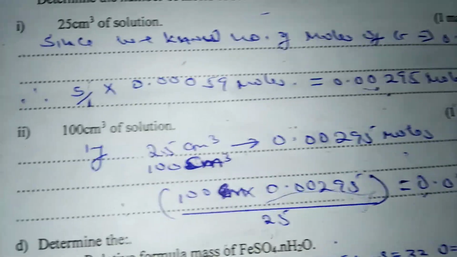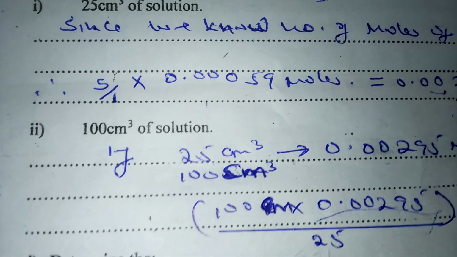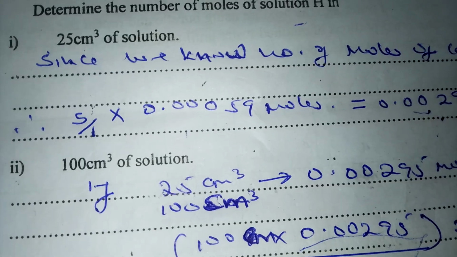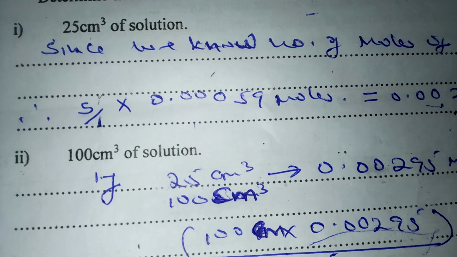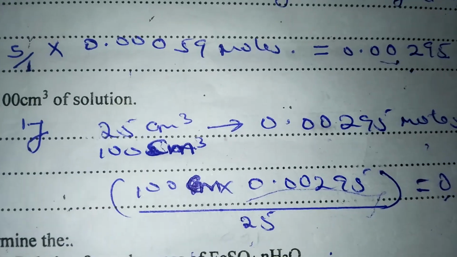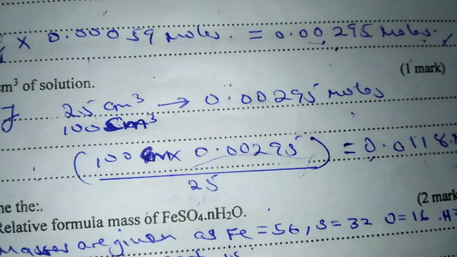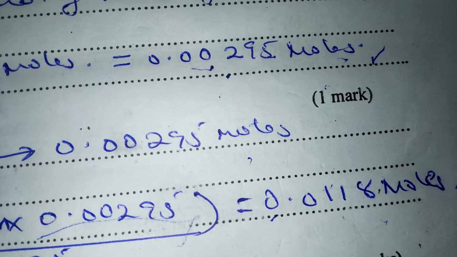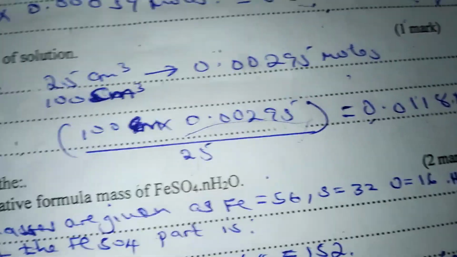0.00295 moles. Then we also calculated the number of moles in 100 cubic centimeters of that solution. We said that if 25 cubic centimeters can give this number of moles, what about in 100? Then we cross multiplied and ended up with 0.0118 moles.